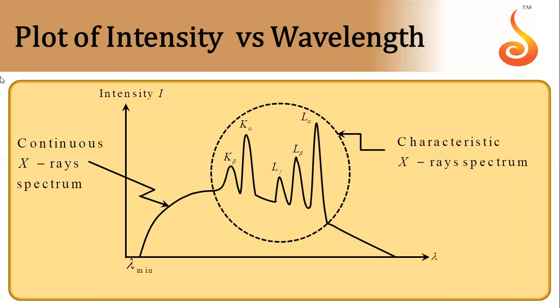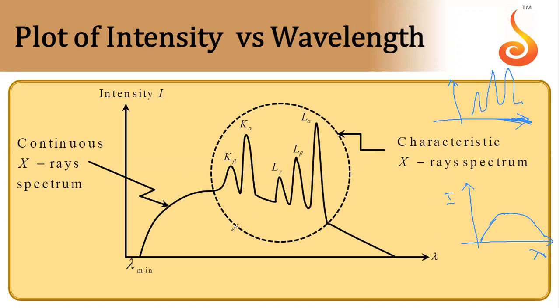Okay, next is the plot of intensity versus wavelength. As I told you in the previous video, if only continuous X-rays were produced, the curve would have been like this. If only characteristic X-rays were produced, the curve would have been something like this.